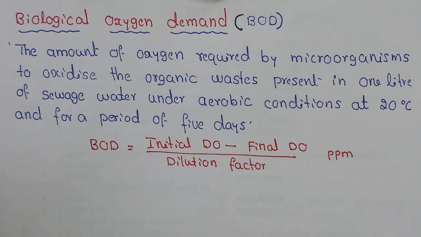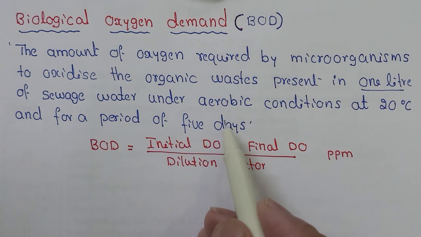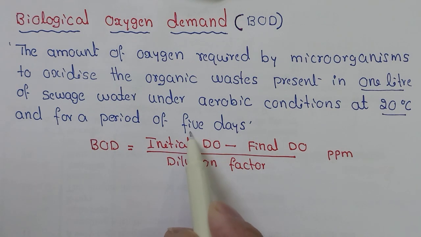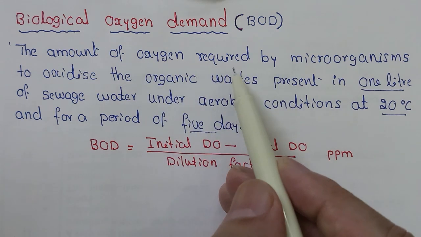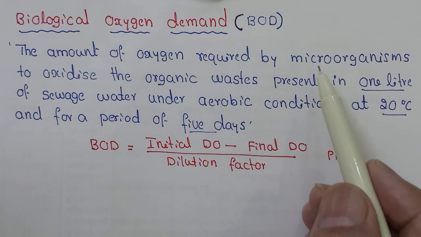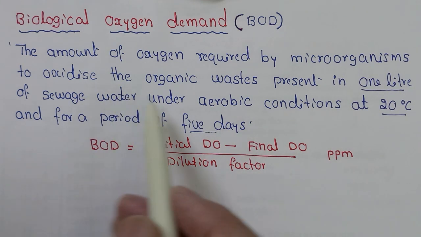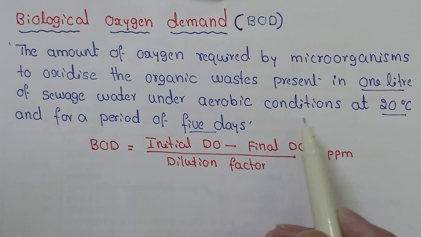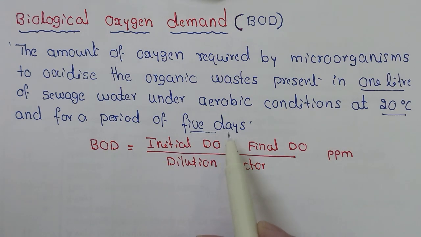First let us see what is BOD or biological oxygen demand. It is the amount of oxygen required by microorganisms to oxidize the organic waste present in 1 liter of sewage water or wastewater under aerobic conditions at 20 degrees Celsius and for a period of 5 days.